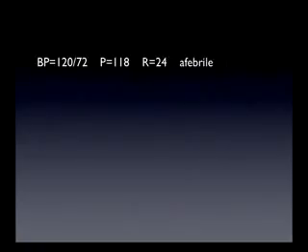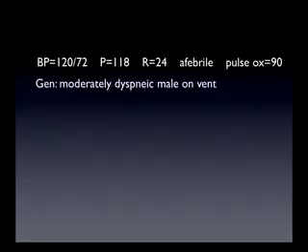So let's take a look at his physical exam. Again, ultrasonography should never replace the physical exam. It should enhance it. Blood pressure is 120/72. He's tachycardic at 118 and tachypneic with a respiratory rate of 24. He's afebrile and his pulse oximeter is at 90%. His general appearance is that of a moderately dyspneic male.